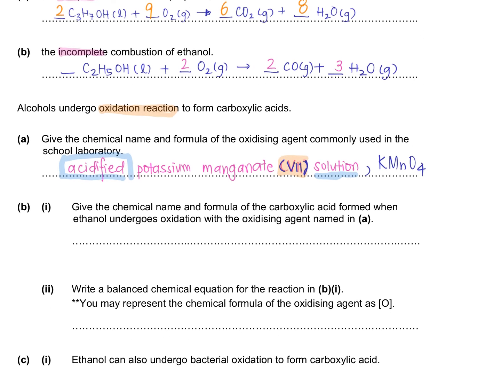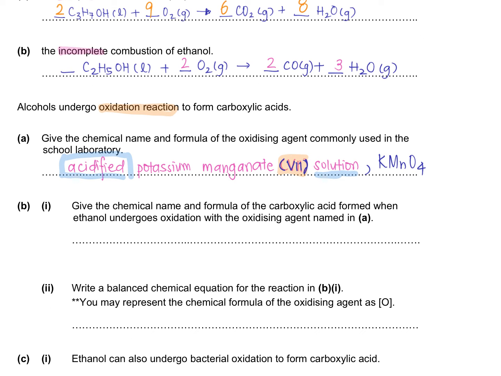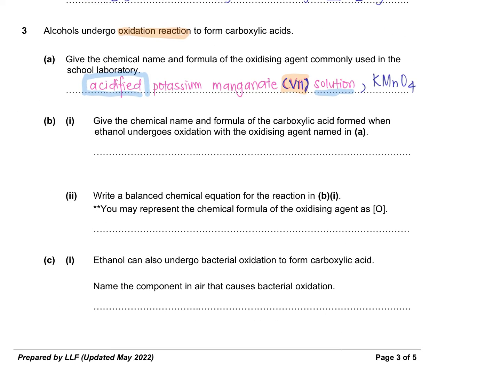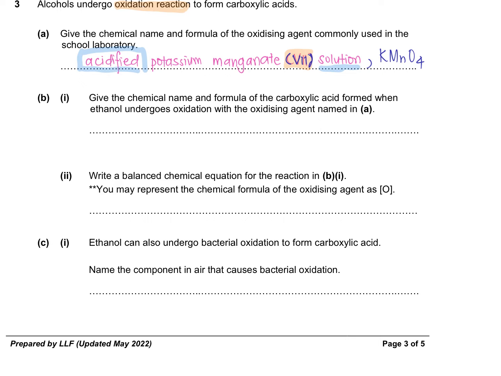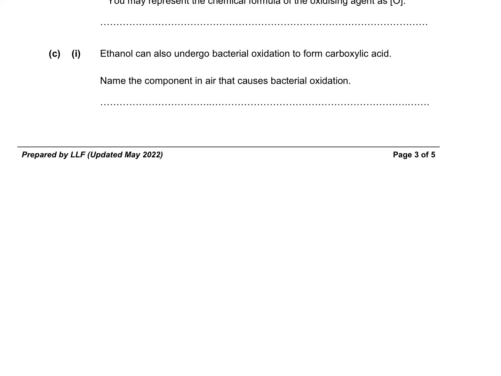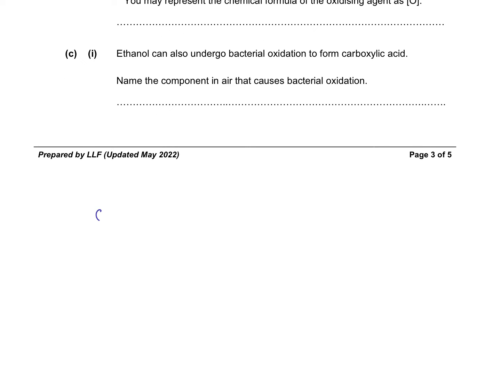Okay, so they will say give the chemical name of the carboxylic acid that is formed when your ethanol undergoes oxidation reaction. During oxidation reaction, only the number of oxygen atoms and hydrogen atoms changes. The number of carbon atoms remains the same. So in the space below, you just draw this. I take ethanol as an example. So your ethanol looks like this. Okay, you draw this.